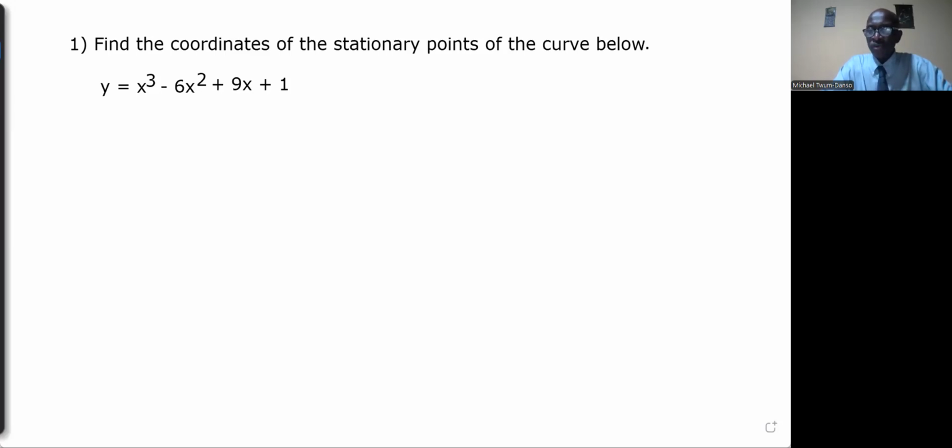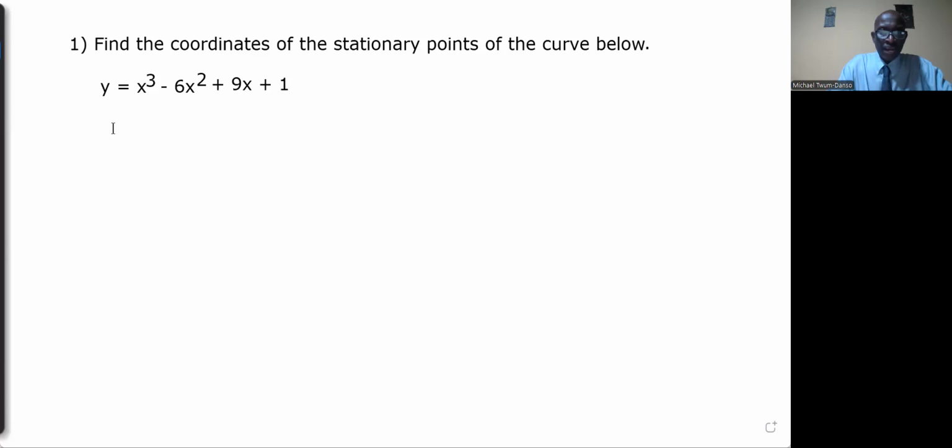Okay, today's topic is going to be on derivatives. And as you can see on the whiteboard, the question says, find the coordinates of the stationary points of the curve y equals x cubed minus 6x squared plus 9x plus 1.